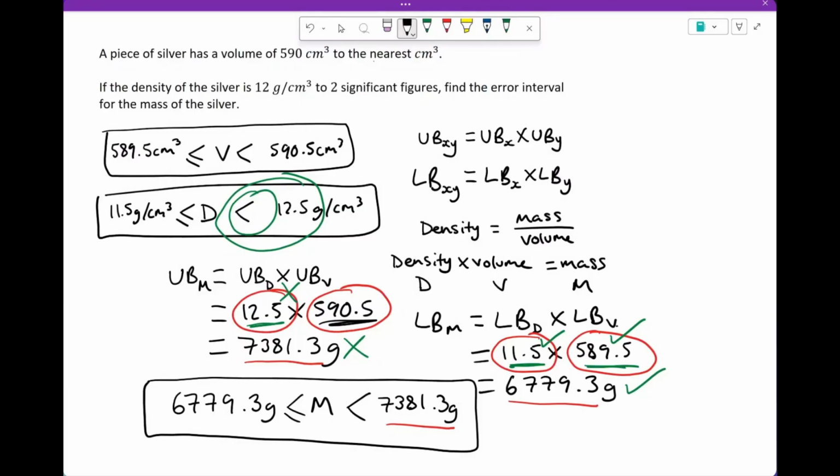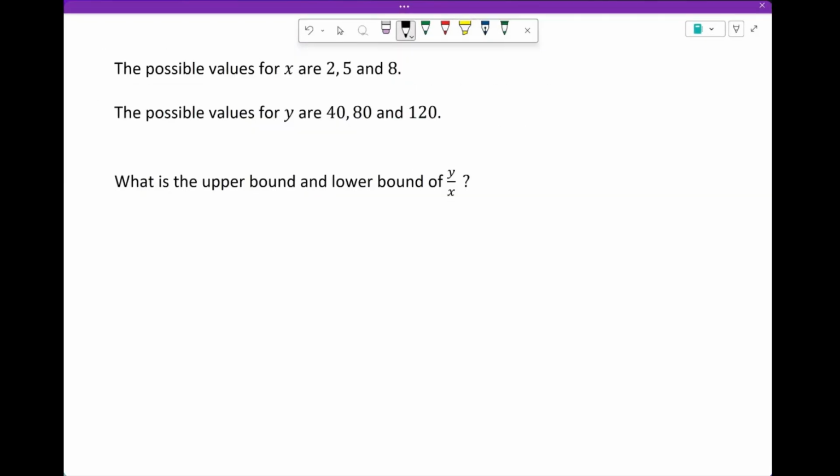Now let's consider bounds for division. So we're now going to look at bounds for division calculations. So let's look at our scenario here. So the possible values for x are 2, 5 and 8. The possible values for y are 40, 80 and 120. And we need to know the upper bound and the lower bound of the calculation y over x. Or in other words, y divided by x.